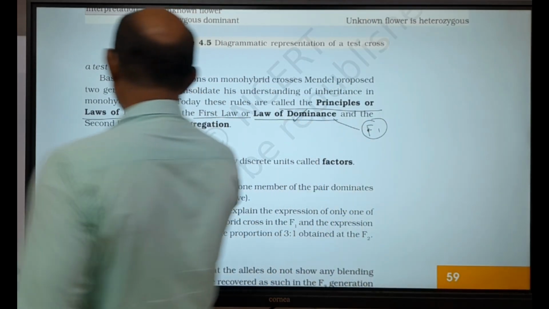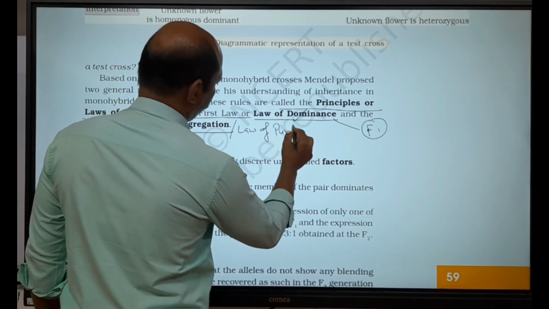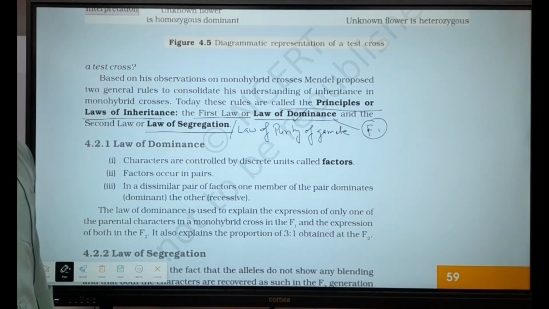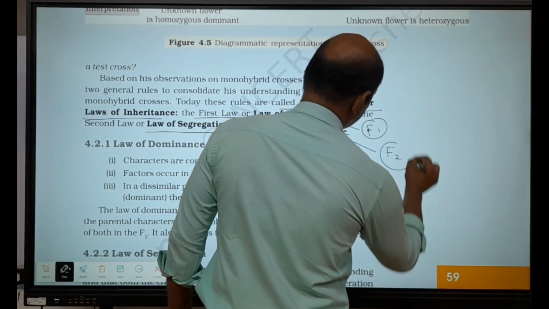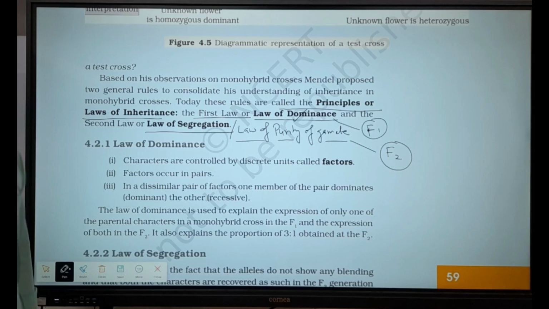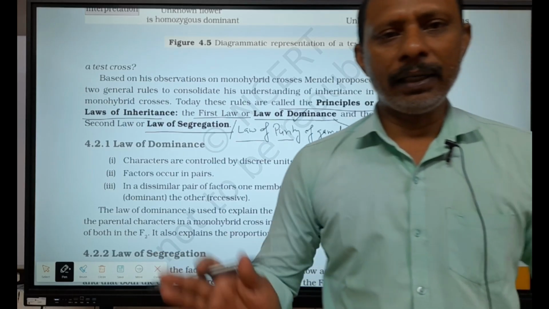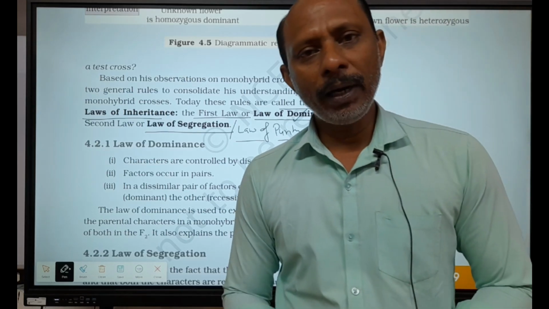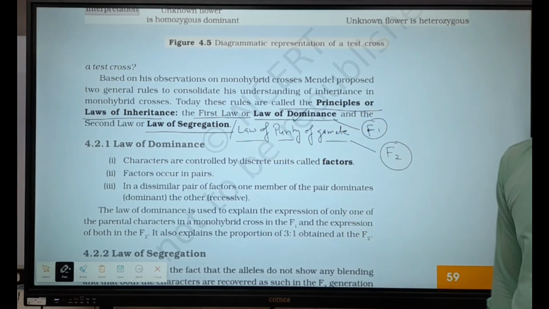And the second law is the law of segregation, also called the law of purity of gametes, and it is proved by the F2 generation, right? Because in the F2 generation, what happens? These gametes get segregated without any blending. That's why it is called the law of segregation. No blending is there, that means they are segregated in their pure form. So it is also called the law of purity of gametes.